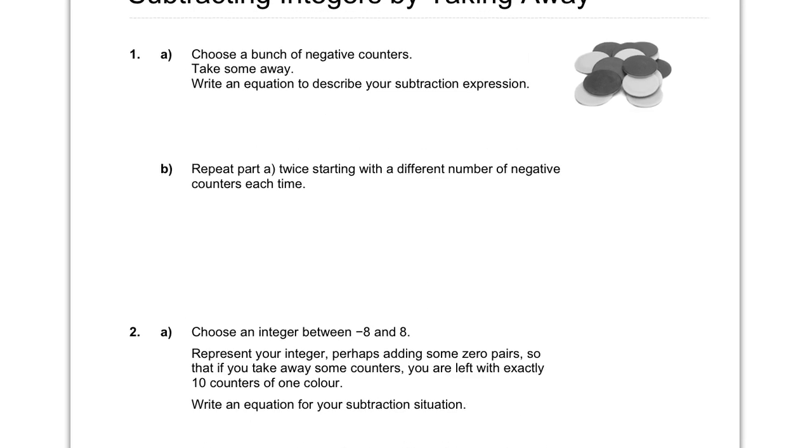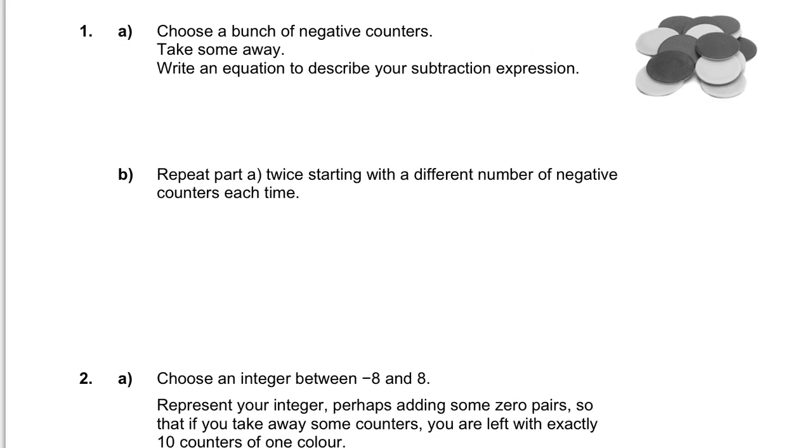First it says, choose a bunch of negative counters, take some away, write an equation to describe your subtraction expression. All right, here's a bunch of negative counters. 1, 2, 3, 4, 5. Let's stop there. Now we're going to take some away. Let's take away 3 of them. And now we write an equation to describe our subtraction expression.